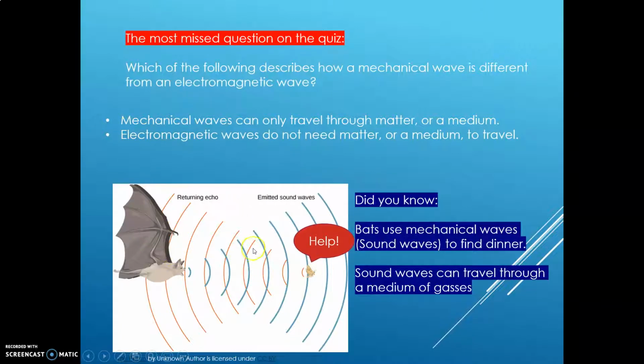Did you know that bats actually use mechanical waves? They use sound waves, which are a type of mechanical wave, to find their dinner. They use what's called echolocation, and the waves travel out and then bounce back off the prey, and that's how the bat knows how to reach its dinner. Make sure you understand that sound waves can travel through a medium such as a gas. But a medium could also be a solid or a liquid. Those are just states of matter.